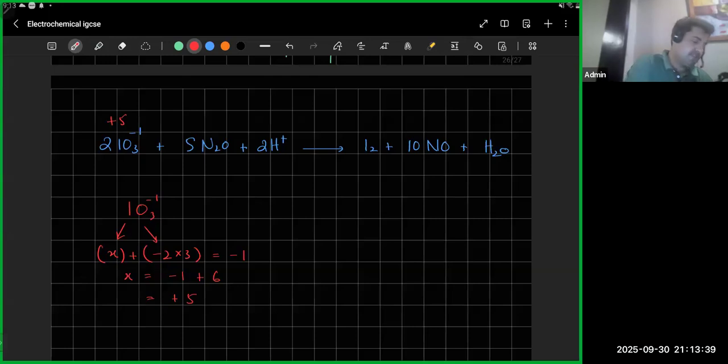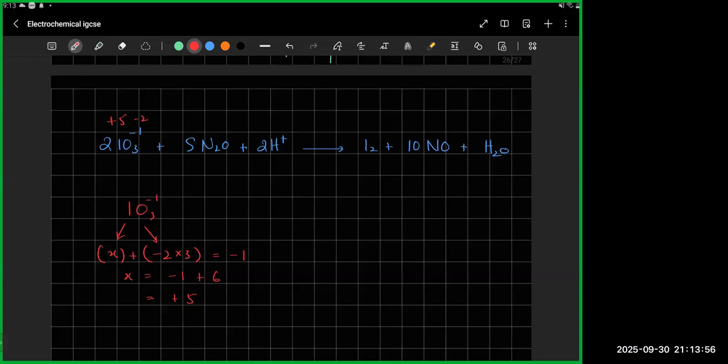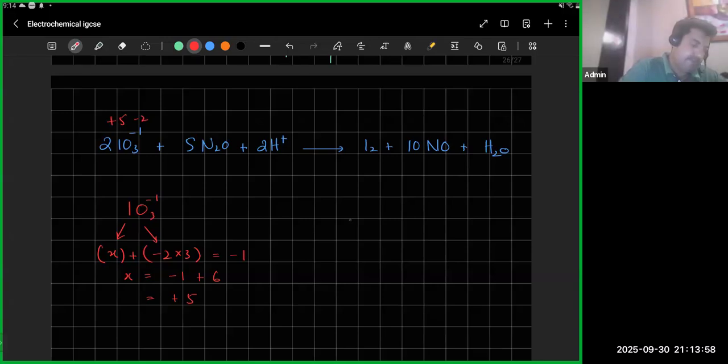So that means my iodine over here is +5. Okay? And oxygen is -2. So I'm going to write that as well. Oxygen is -2. Together, IO3, that's -1. Okay, you clear? Is this clear that I found the individual oxidation states? Is that clear? Yes, sir.